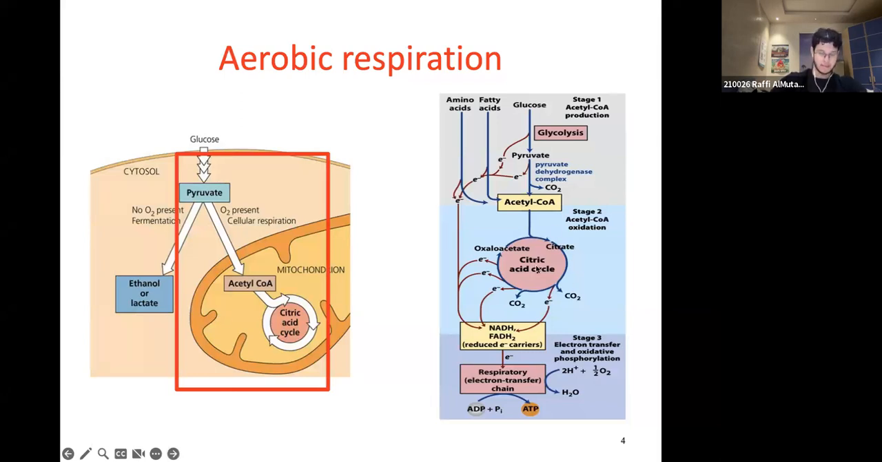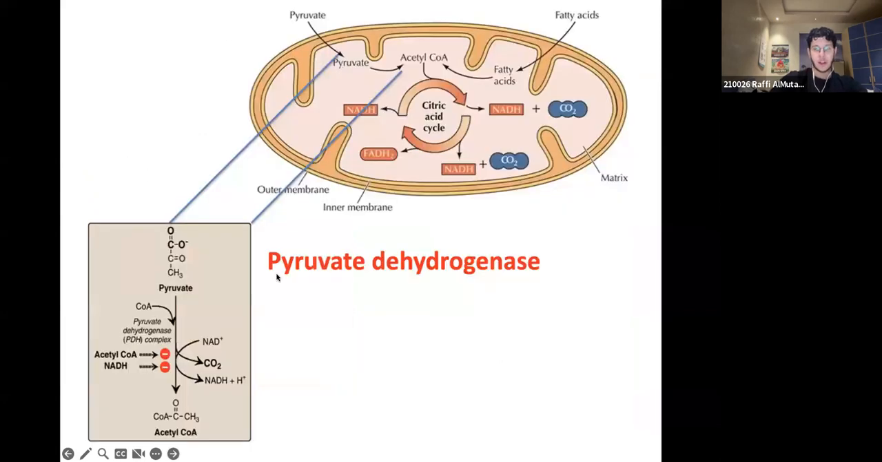And TCA is the second step of aerobic respiration. First, we have glycolysis, which is in aerobic and anaerobic, and the other two, which are the electron transport chain and TCA, are in aerobic only. Now, the conversion of pyruvate into acetyl-CoA happens by an enzyme called pyruvate dehydrogenase. It's a complex. You don't need to know what that means, but pyruvate dehydrogenase converts pyruvate to acetyl-CoA.